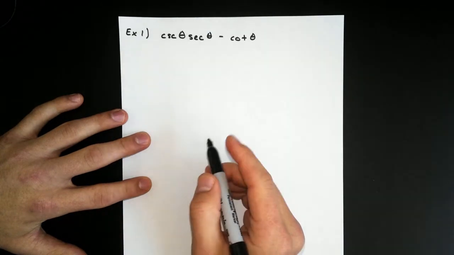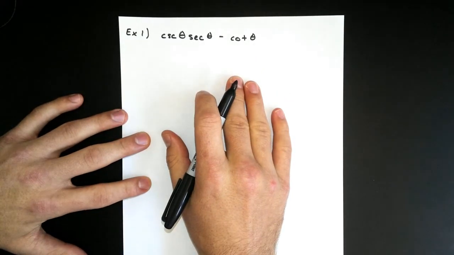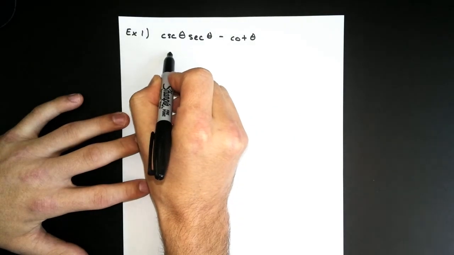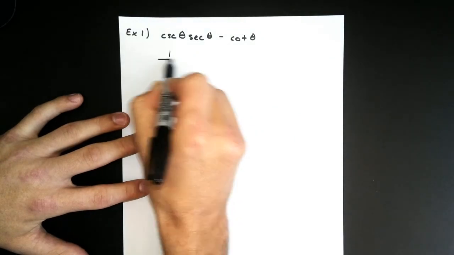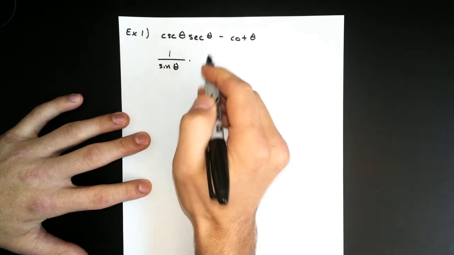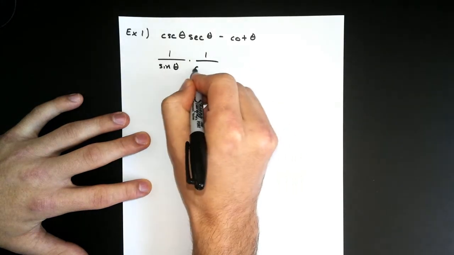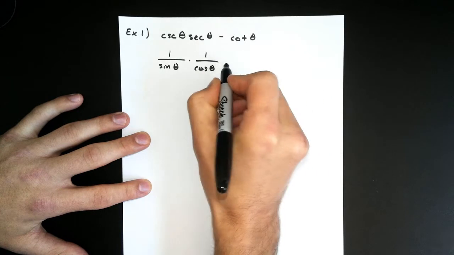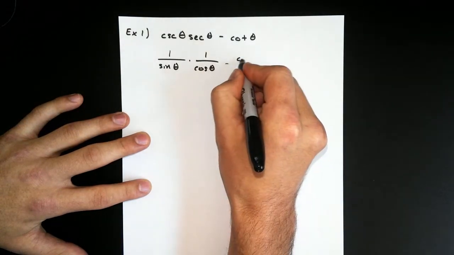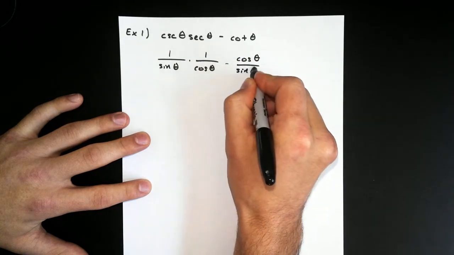So the first thing I'm going to do is take all three of these and rewrite them in terms of sine and cosine. So the cosecant, this is the reciprocal of sine, so this is 1 over the sine of theta. Secant is going to be the reciprocal of cosine, so this is 1 over cosine of theta. And then subtracting away the cotangent, which is the same as the cosine of theta divided by the sine of theta.